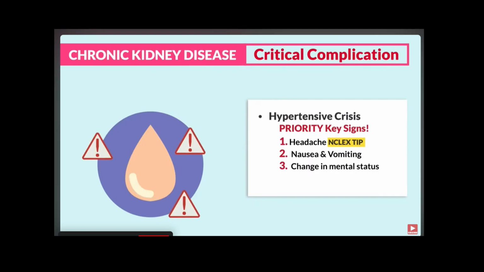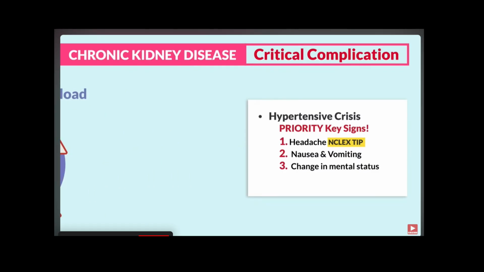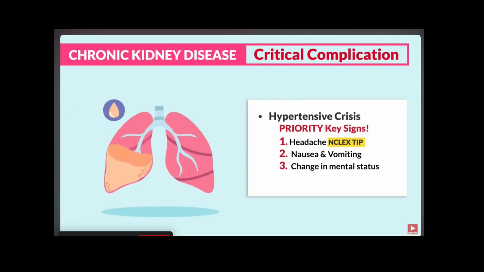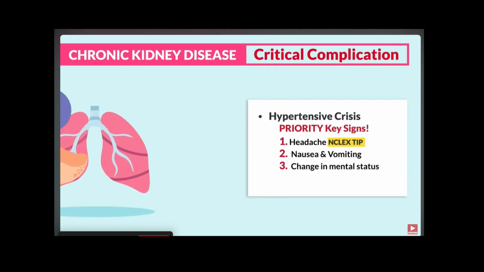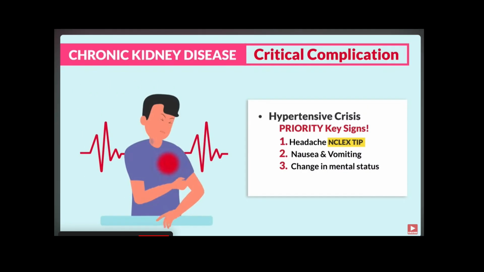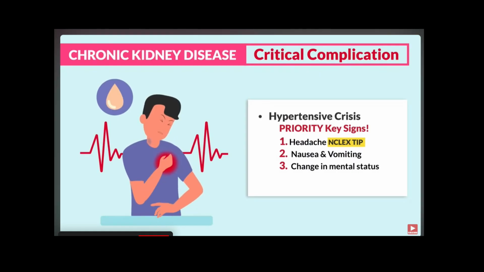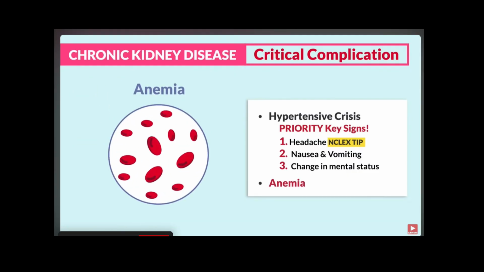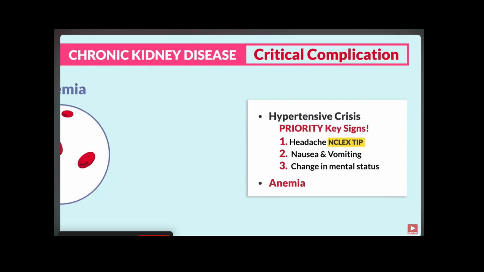Now, clients can also get multiple other signs revolving around fluid volume overload, including crackles in the lungs, those wet fluid-filled lungs, JVD, that jugular vein distension, as well as bounding pulses from that fluid volume excess. But these do not take priority over hypertension crisis, so you must know that for your exams and ultimately the NCLEX. Another sign is anemia, those low RBCs, red blood cells.